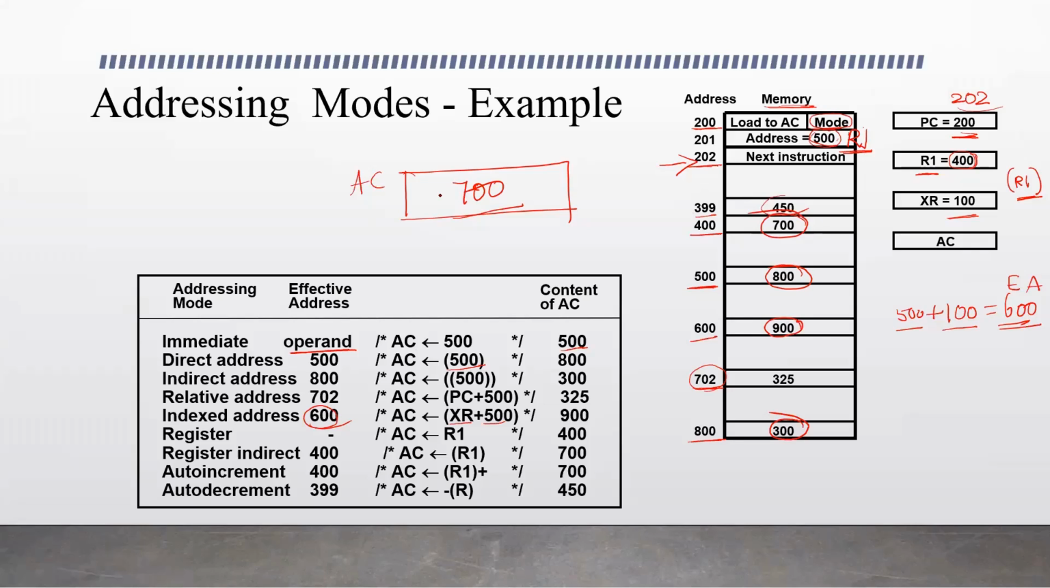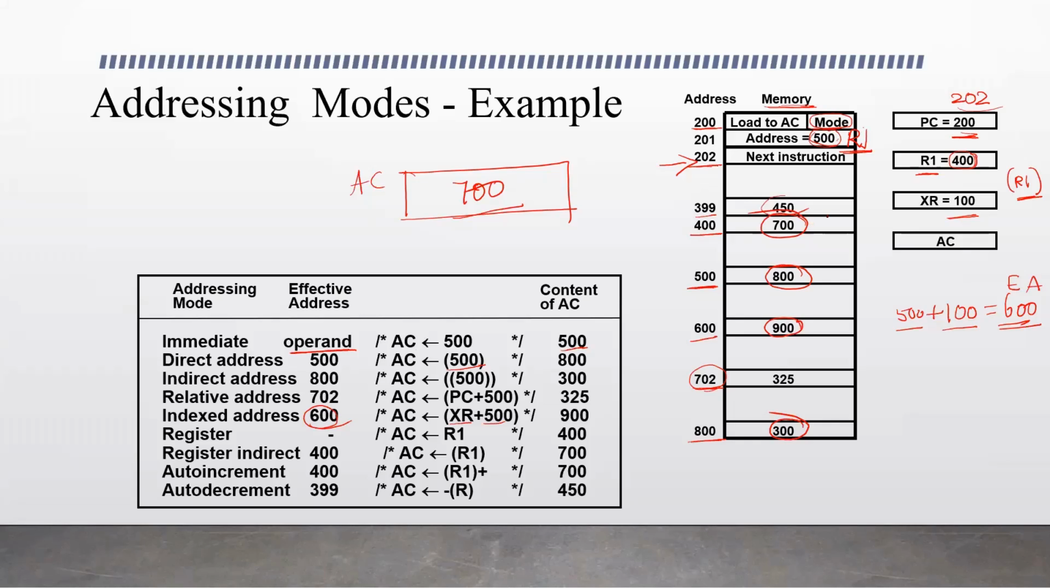Understood? This is register indirect. So we will not have the effective address in the instruction. The address given in the address field is the address of the effective address. So we locate register R1 first. What is stored in that is the effective address of the operand. So we need to locate this in memory. At this location, what is given is the operand, that is 700.